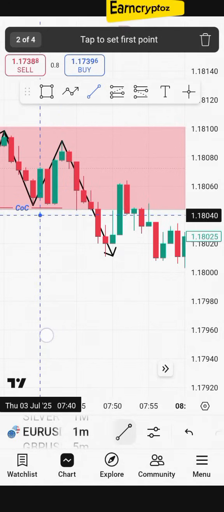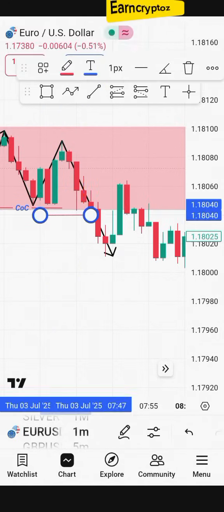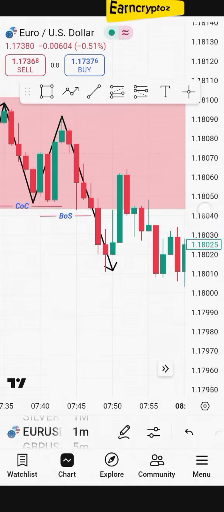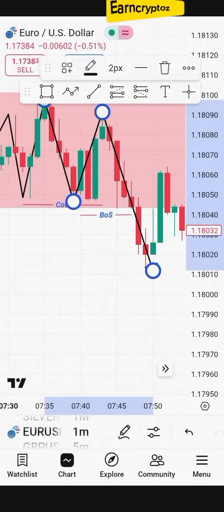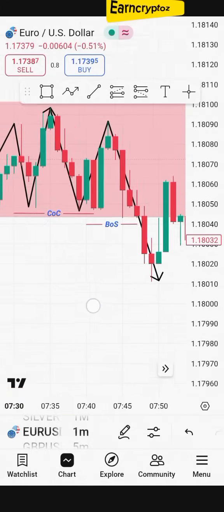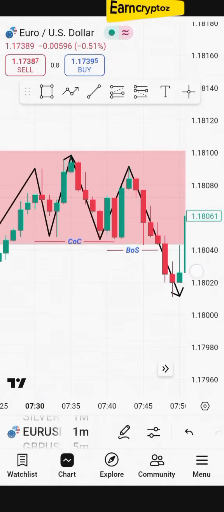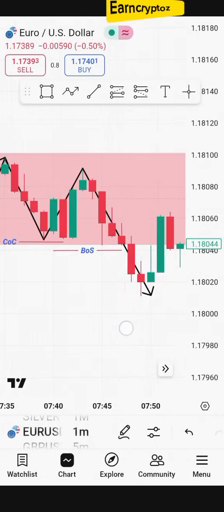So we have COC plus BOS, which is equal to trend change, and you can see that the candle of the break of structure closed below the impulsive move that created the COC. Once we see those two confirmed, it means the trend has changed. So what we start looking for is an opportunity to short the market.